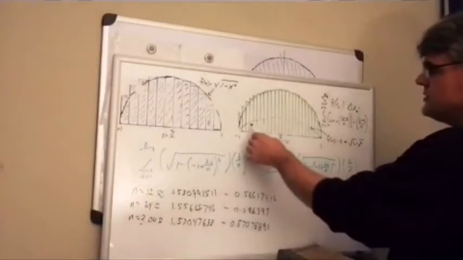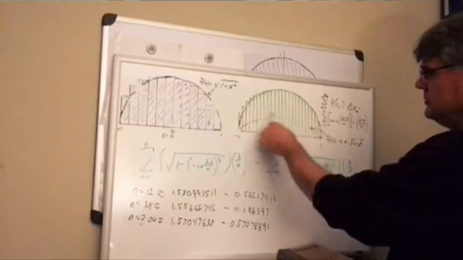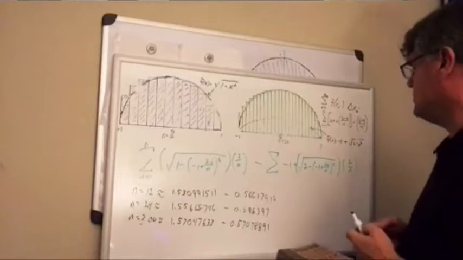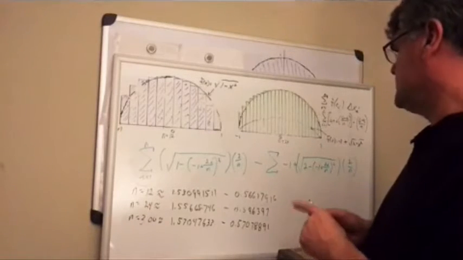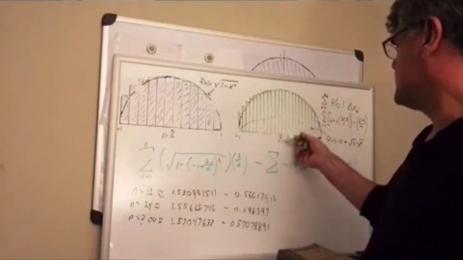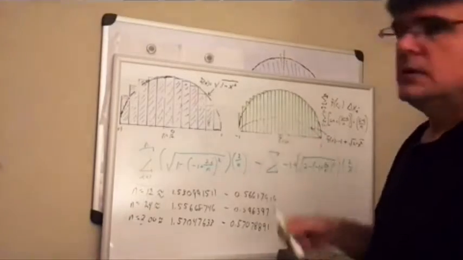which then means that the equation for this little circle is negative 1 plus the square root of 2 minus x squared. And the reason being is because the radius for this little circle is the square root of 2.